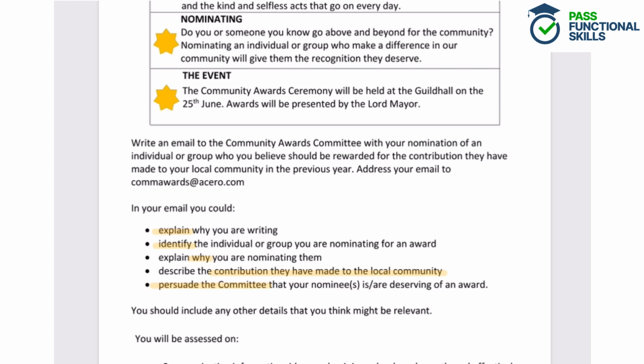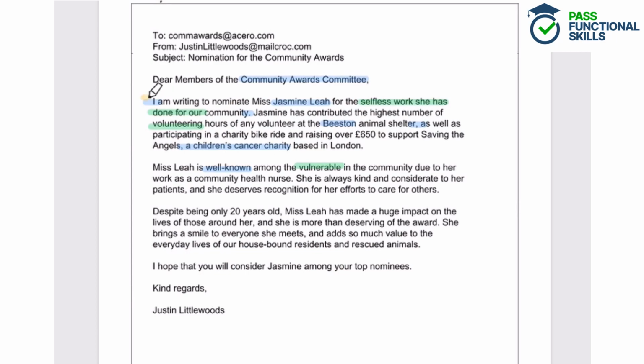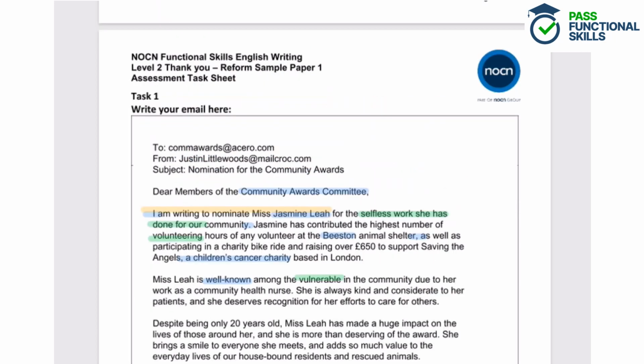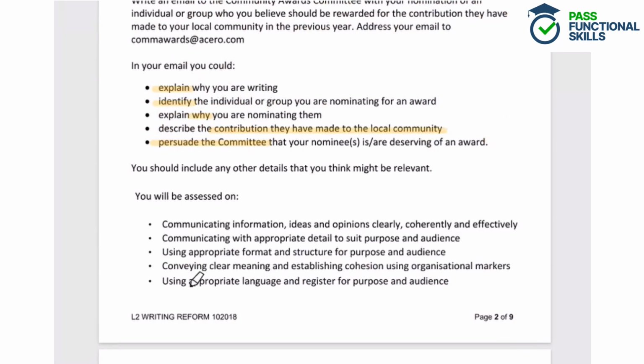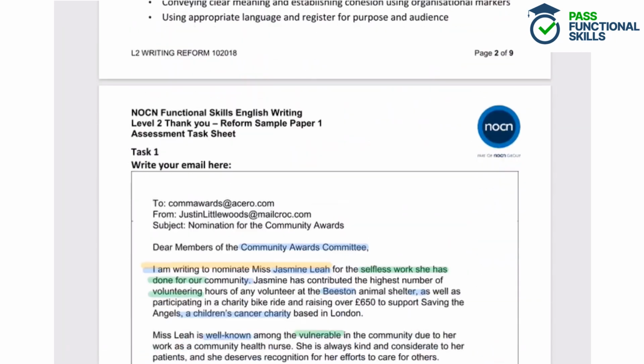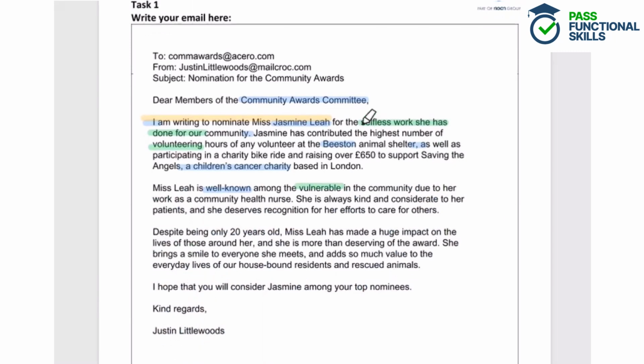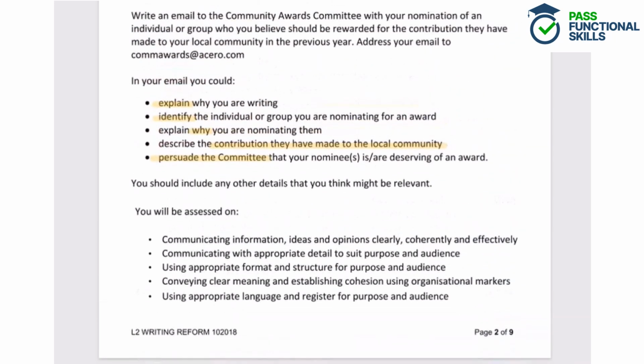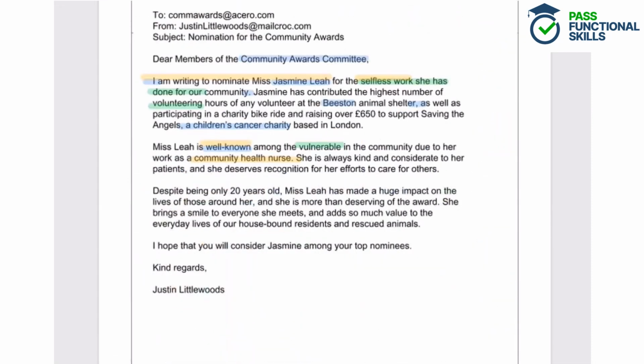So do we have an explanation for writing? Well, yes, we do. I am writing to nominate Miss Jasmine Lear. And there we've also identified the individual that we're nominating for the award. Then we have an explanation of why they are being nominated. So she's done a lot of selfless work for the community, and she is well known due to her work as a community health nurse. Then we have a description of the contribution that she's made to the local community. So it's explained that she's been volunteering, she's been working at an animal shelter, and she has been caring for patients.